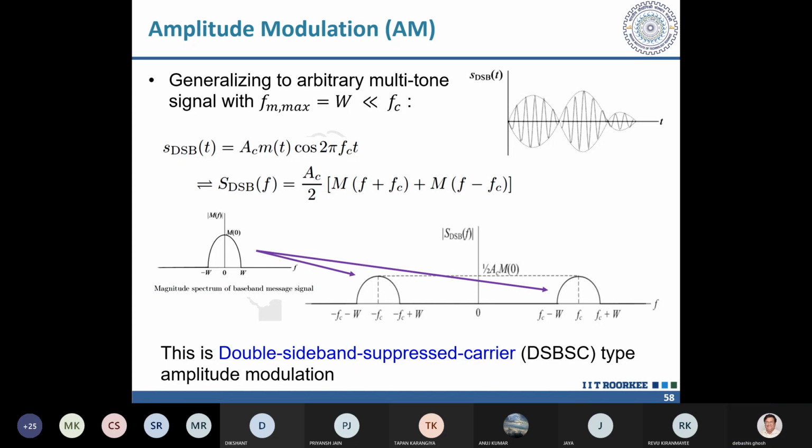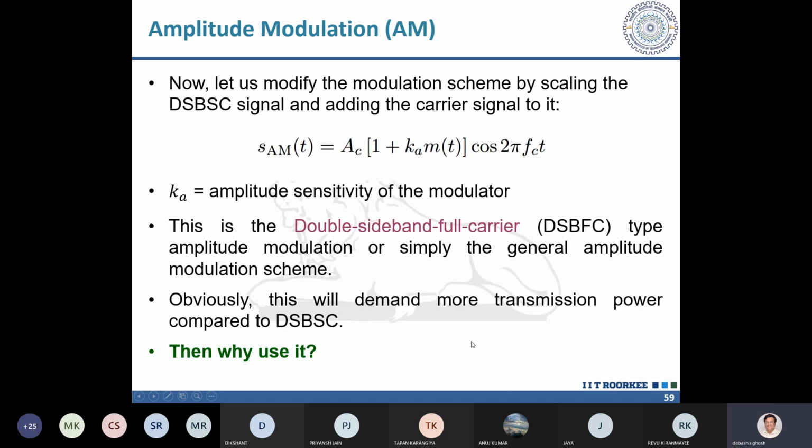Suppressed carrier, we'll talk about why we are calling it suppressed carrier, because in the next slide I will show what it is without suppressing the carrier. So this is called double sideband suppressed carrier type amplitude modulation, DSBSC. Now this DSBSC type can be modified if I include the carrier along with it. That means I don't do suppressed carrier. The carrier is there.